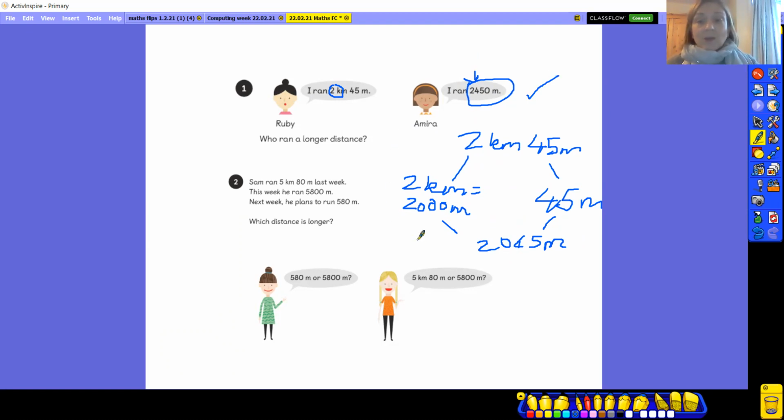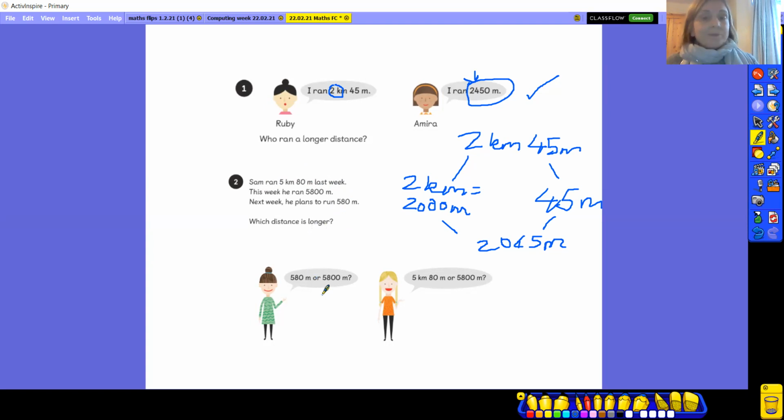Right, let's have a look at the next one. You can have a quick go by yourself and go through it together. So the next one says Sam ran 5 kilometers and 80 meters last week. This week, he ran 5,800 meters. Next week, he plans to run 580 meters. So which distance is the longest?